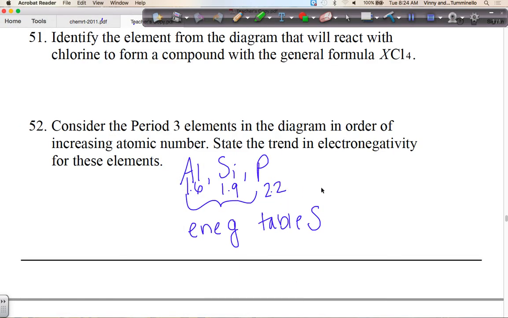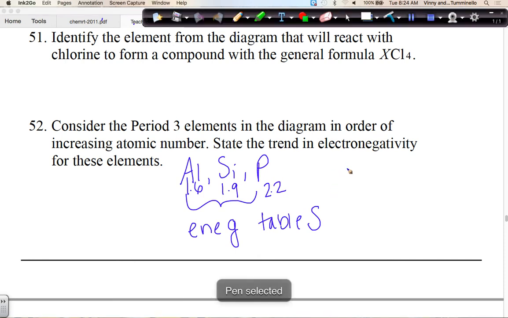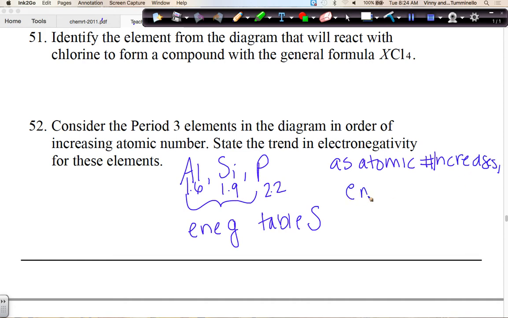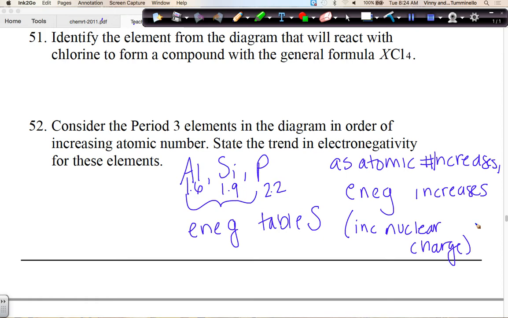I found all of that information on table S, and so we are going to set number increases, electronegativity increases across a period as well, and they didn't ask for it, but that's because of increasing nuclear charge. The number of protons is increasing, and that means that we can pull the valence electrons in tighter and hold on to them tighter.